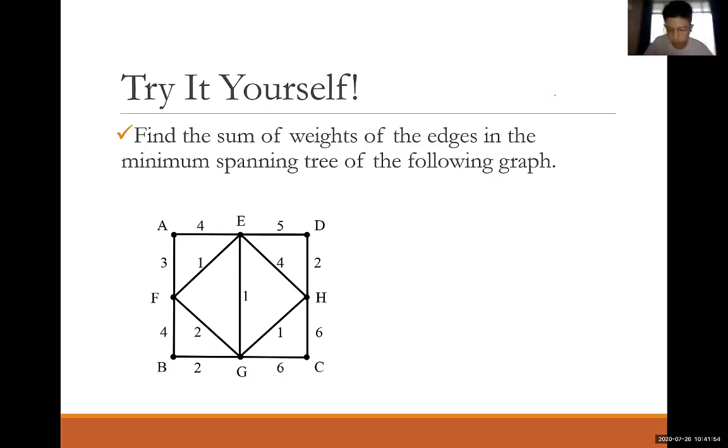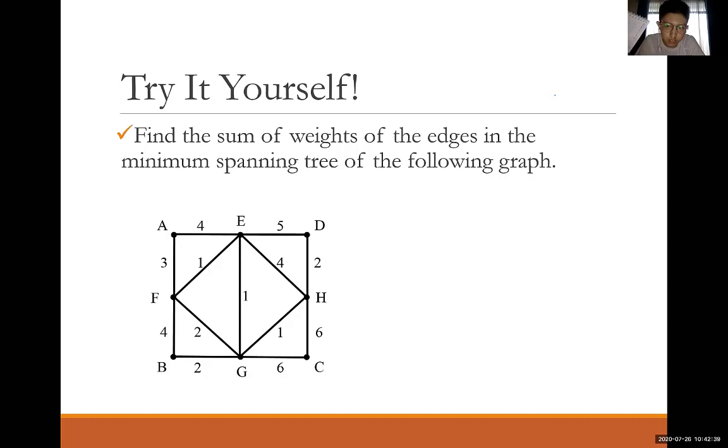First, you choose a point. I choose point A. From point A, I go to point F. And from point F, I go to point E. From E, I go to point G. And from G, I go to point H. And from point H, I go to point D. And then I go back to G, and then to point B. And from G, I go to C.